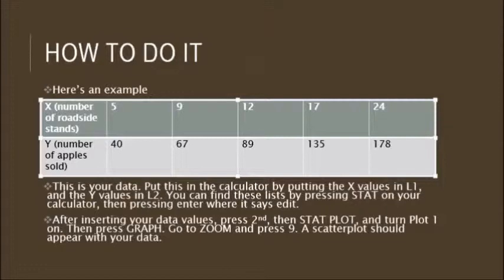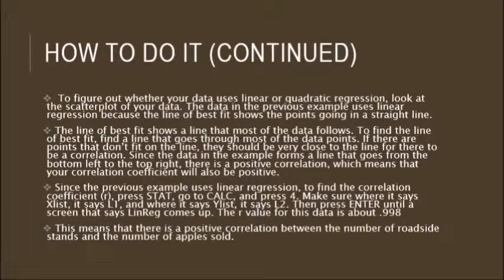After inserting your data values, press second, then stat plot, and turn plot 1 on. Then press graph. Go to zoom and press 9. A scatter plot should appear with your data. To figure out whether your data uses linear or quadratic regression, look at the scatter plot of your data.